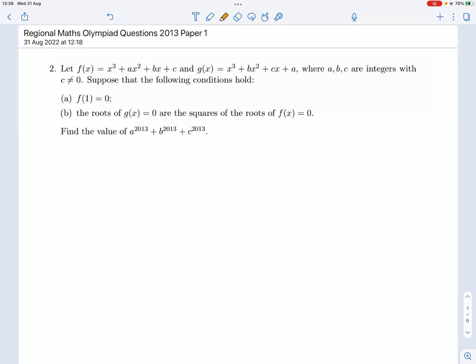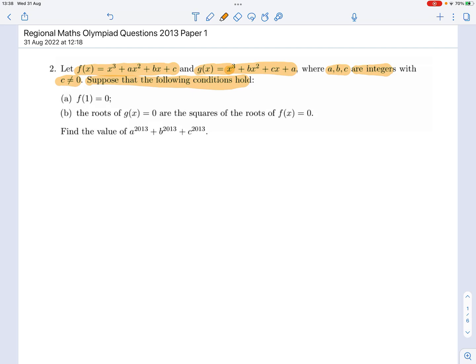Hello, everyone. Let's have a look at this question from Regional Maths Olympiad question 2013, paper 1. What we have here is two cubic functions, f of x and g of x, where a, b, c are integers. Integer means positive or negative whole numbers, with c not being equal to 0. Suppose that the following conditions hold.